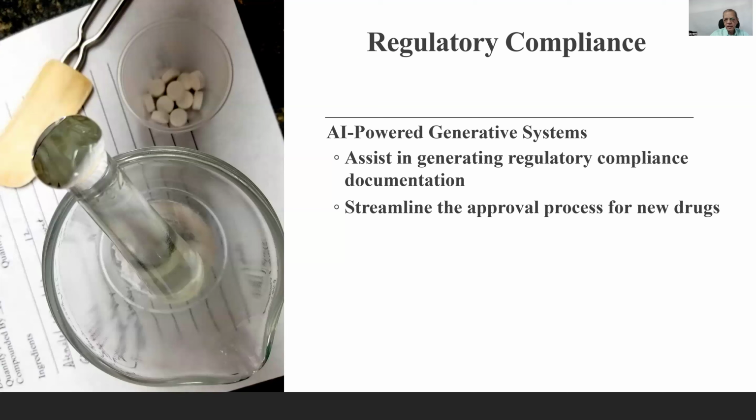Regulatory compliance is another issue where artificial intelligence powered systems can assist in automatically generating the documentation required by regulatory compliance. That documentation can really help in saving the manual time and effort required. It not only generates the correct data, but also reduces the errors which could come up from manual processes. And that streamlining will help in improving the documentation.